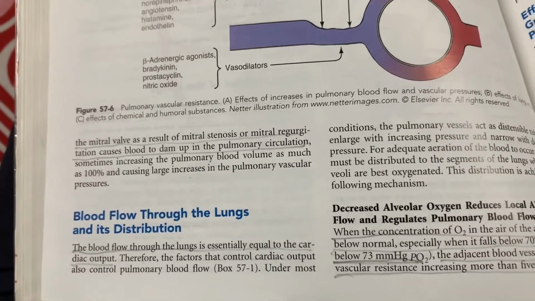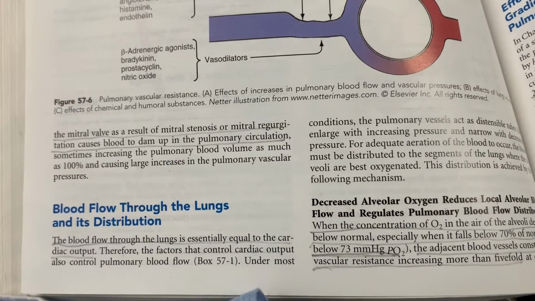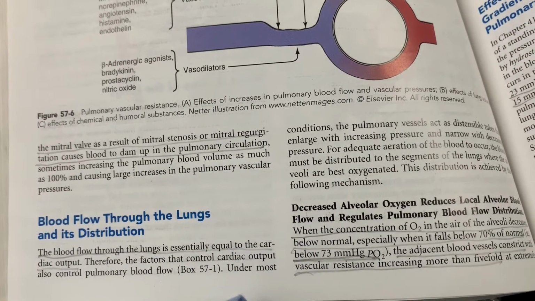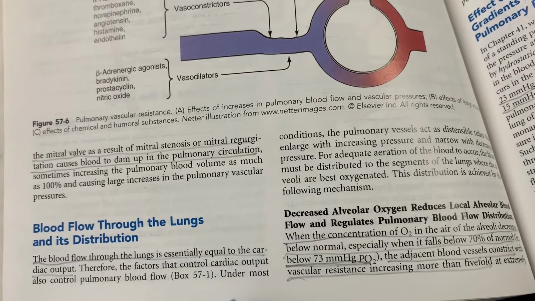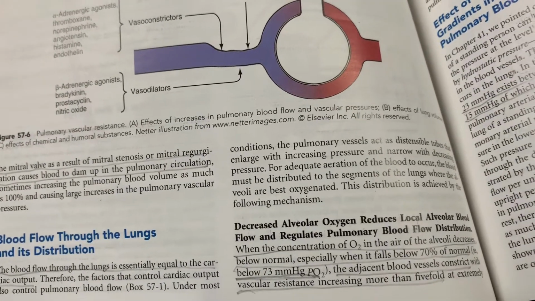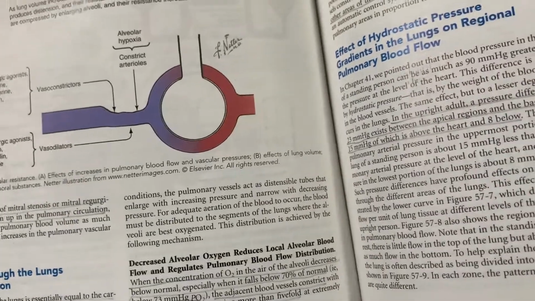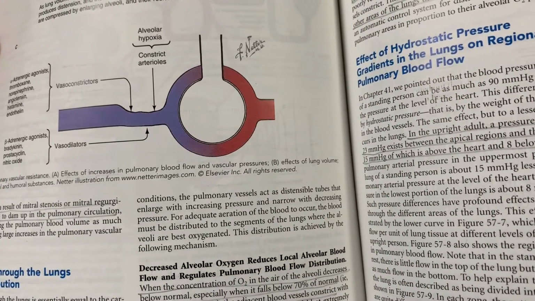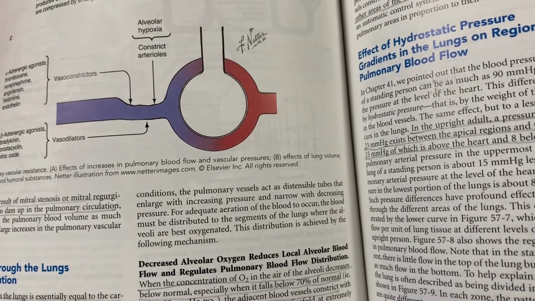Coming to the blood flow through the lungs and its distribution, blood flow through the lungs is essentially equal to the cardiac output. So that is why the factors that control cardiac output also control pulmonary blood flow. Under most conditions, the pulmonary vessels act as distensible tubes that enlarge with increasing pressure and narrow with decreasing pressure.